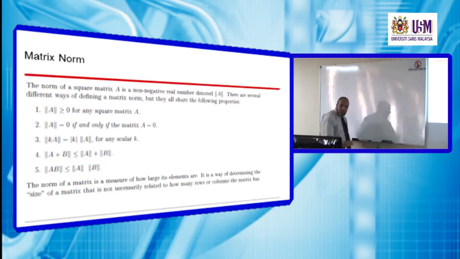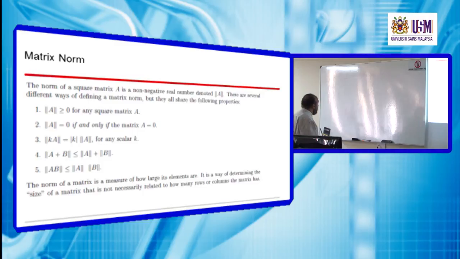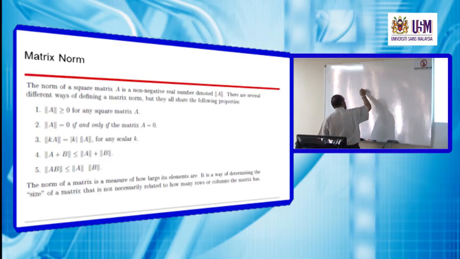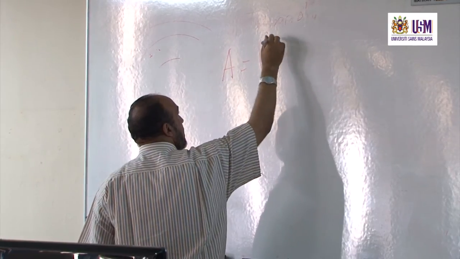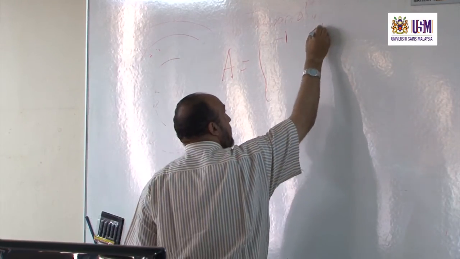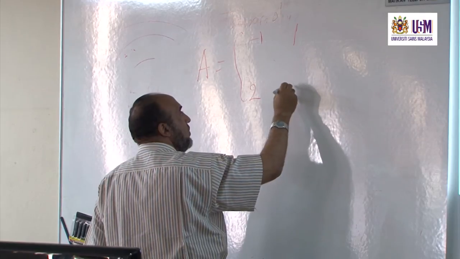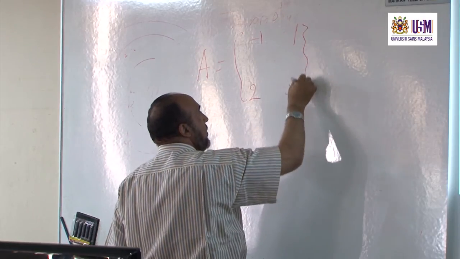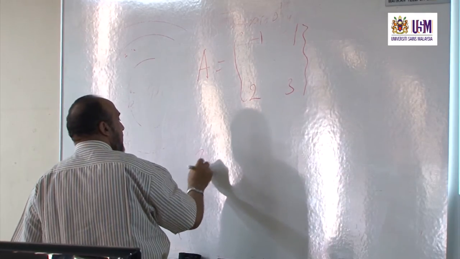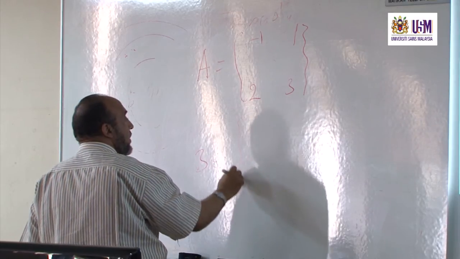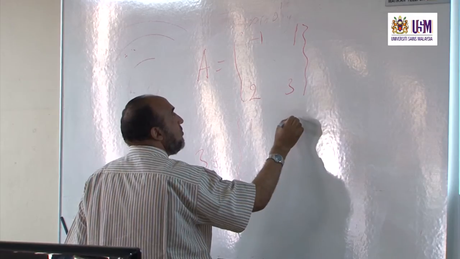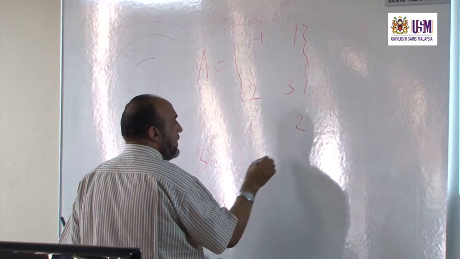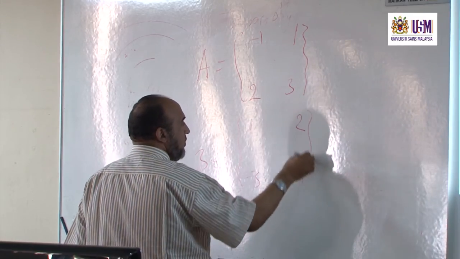Suppose I have two matrices. Matrix A with elements minus 1, 1, and 2, 3. Another matrix B of 1, 2, minus 3, and 1.